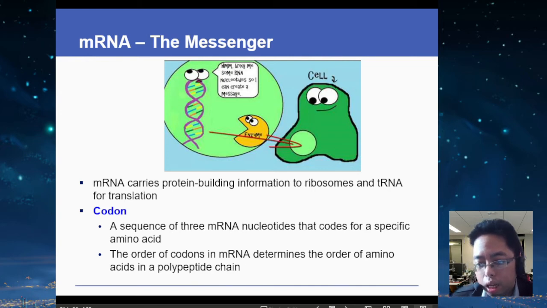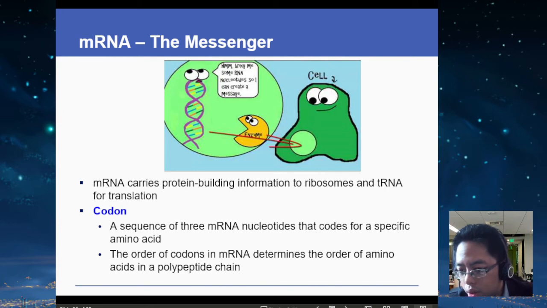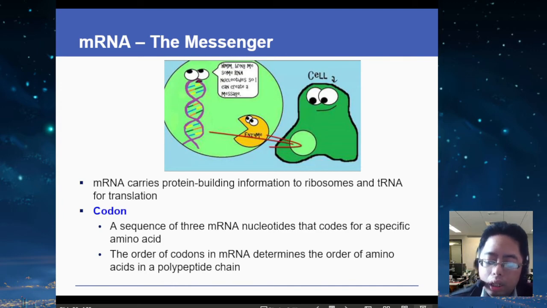mRNA, if you look at the name messenger RNA, is for carrying information from the nucleus all the way to the ribosomes. You know that the letters, the alphabets in RNA or DNA, are just 4: A, T, C, G. What about the words? The words are just 3-letter words. You know how many 3-letter words you can make? DOG, dog, CAT, cat, APE, ape, right? It's kind of like that.